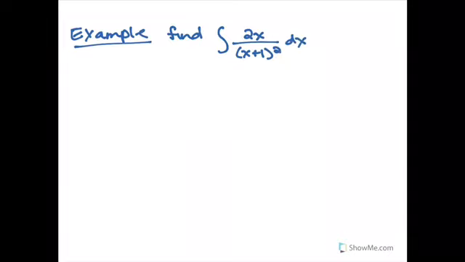All right, let's try another example. I want to find the integral of 2x over (x plus 1) squared dx. Now, when I look at that, I don't think, oh, that's going to result in a natural log. I just think I see a u substitution needs to happen there. And we're still going to have an x in the problem, I also think, when I do it.